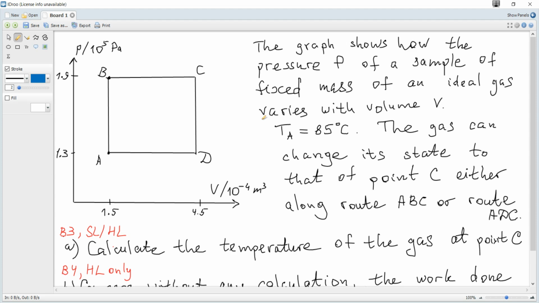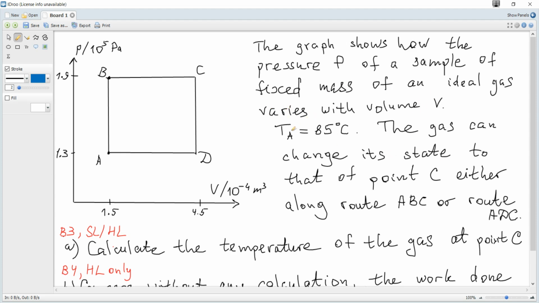The graph shows how the pressure P of a sample of fixed mass of an ideal gas varies with volume V. Temperature at A is 85 degrees Celsius. The gas can change its state to that of point C, either along route ABC or route ADC. Question A. Calculate the temperature of the gas at point C.